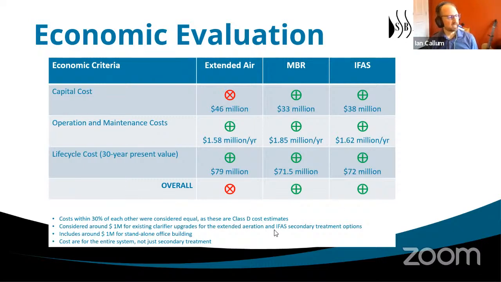These are considered to be Class D estimates, and all that means is that there's still more design work that needs to occur for there to be a really high level of confidence in the cost. So there might be some changes in the cost. Class D cost estimates are considered to be within 30% of the final cost. So that's an important thing to note here in terms of the costs that are provided.